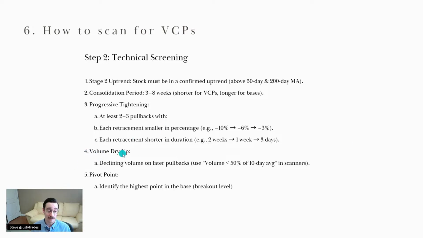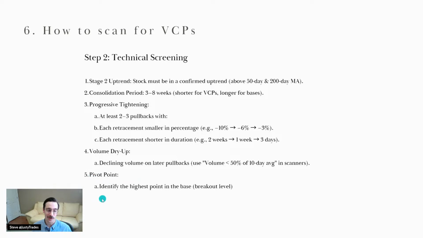We will see the volume dry up, and we can screen for that by looking for stocks with a volume that's under 50% of the 10-day moving average. There are other nuances. You saw me with my 20-day moving average on my volume. That's kind of a preference thing, but this is the textbook rule from the GOAT himself. So who am I to disagree?